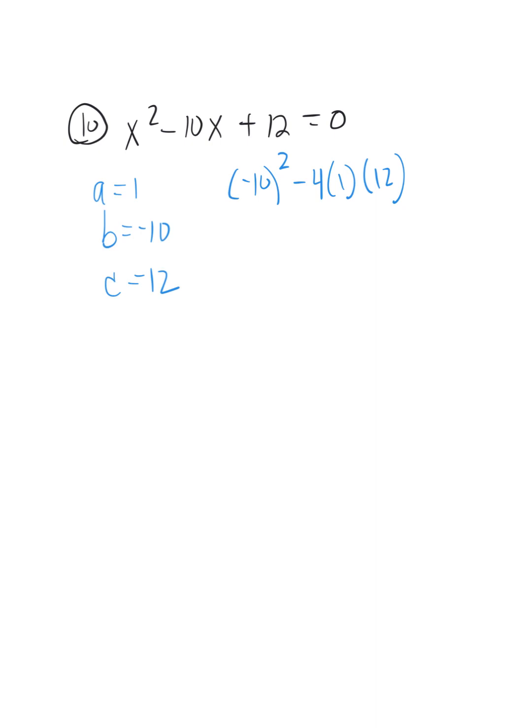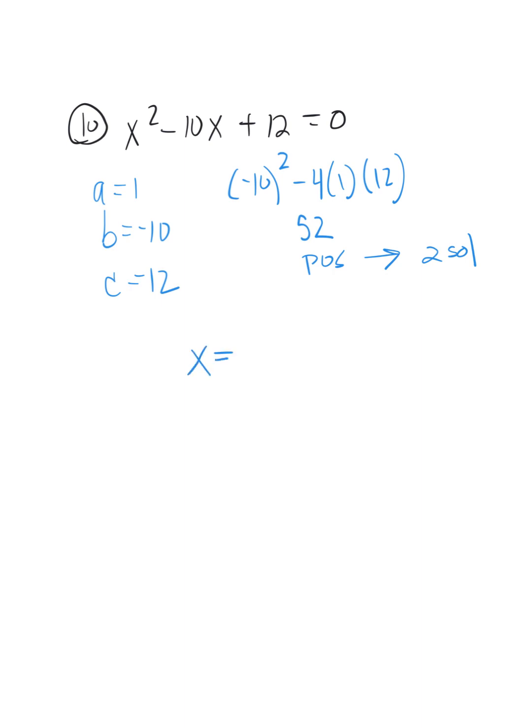Let's go and put that in our calculator. So we'll have negative 10 squared. Make sure you put parentheses around that negative 10. Minus 4 times 1 times 12. That's going to give us a 52. This is our discriminant number. It is positive, so it tells us to continue because there are two solutions.